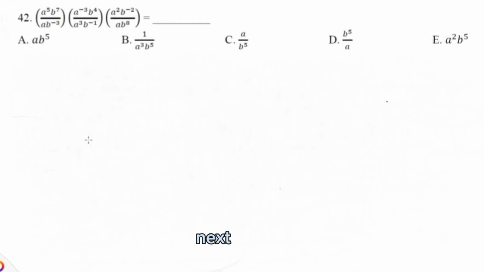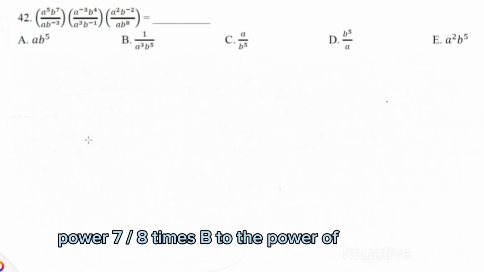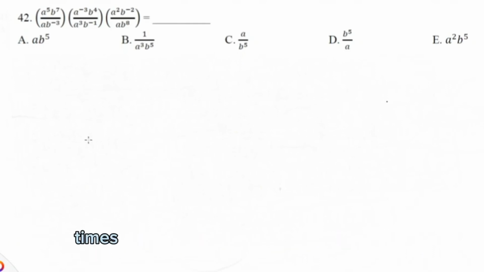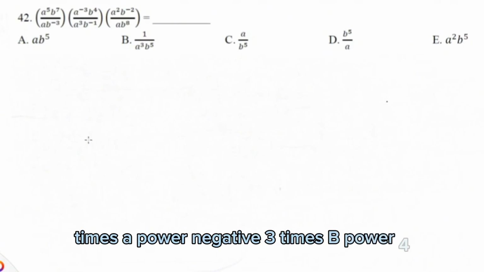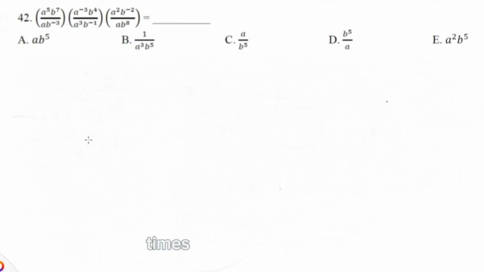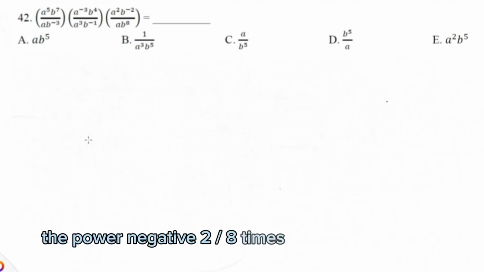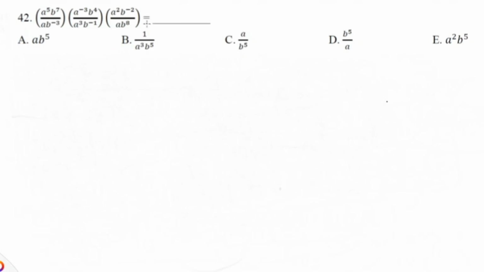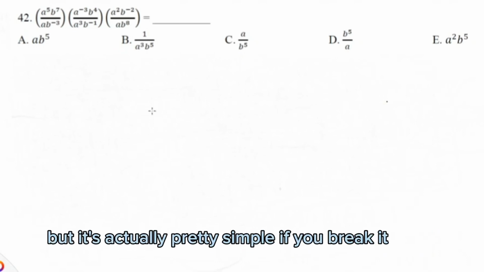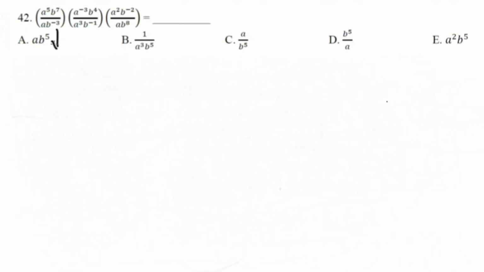Next, number 42. a to the power 5 times b to the power 7 divided by a times b to the power of negative 3, times a to the power negative 3 times b to the power 4 divided by a to the power 3 times b to the power negative 1, times a squared times b to the power negative 2 divided by a times b to the power of 8 equals what? Alright, that's a pretty long problem, but it's actually pretty simple if you break it down. So let's break this down one piece at a time.